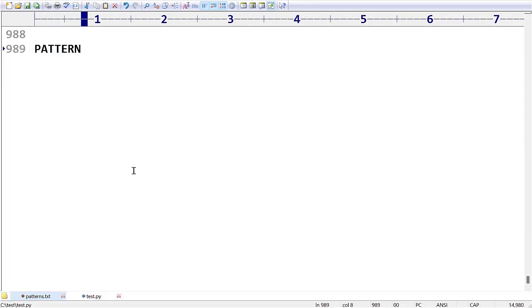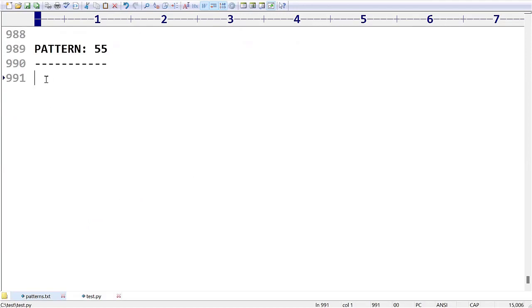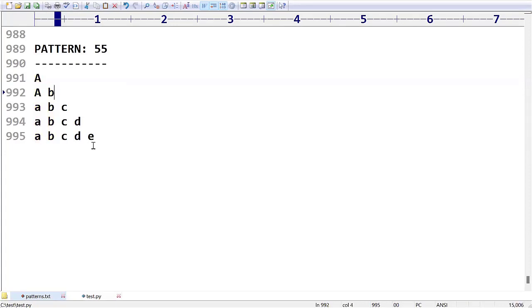In the last video, we have seen pattern number 54. Now we are going to discuss pattern number 55. In the 54th pattern, we have seen how to generate lowercase alphabets. Now my requirement is I want to generate uppercase alphabets. Okay, capital A, next capital B, next A, and after that B, C. So all these characters should be displayed in capital letters. That is nothing but my requirement.